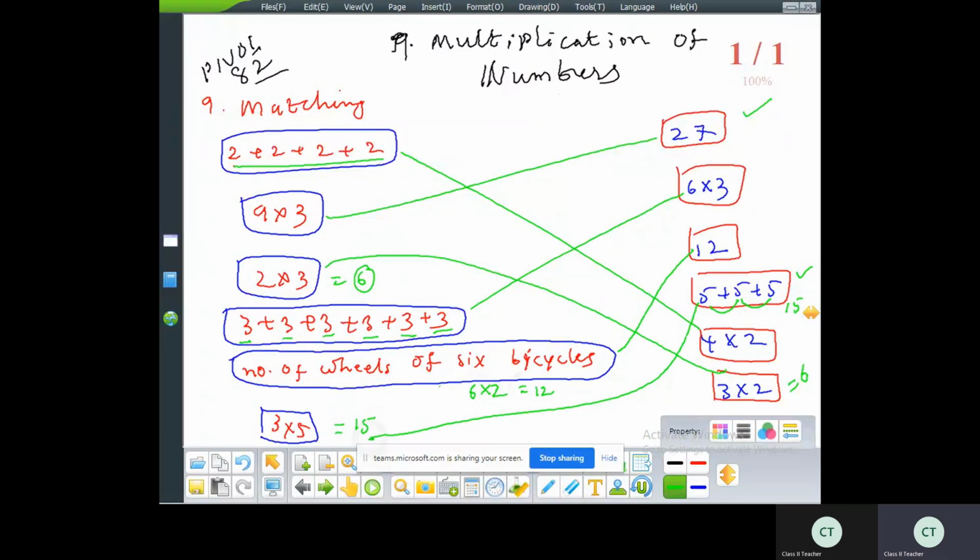Yes. We have finished the 9th question, matching. Okay, children, we have finished this chapter, chapter 9, multiplication of numbers. All of you read tables. Daily you have to read tables. Without tables you can't do anything in multiplication of numbers. The next chapter also depends on multiplication. At least read tables from 2 to 9.